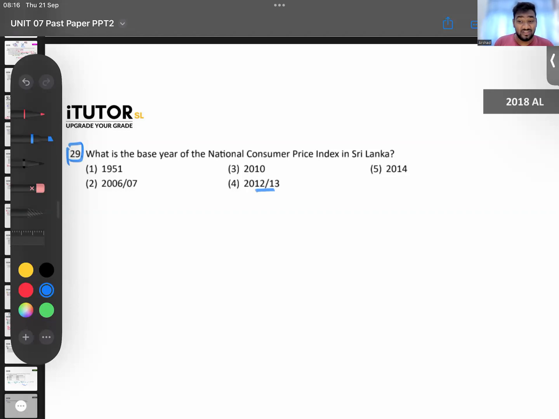I told this to you all in the past track. I told you, very probable question, right? What is the new base year? The new base year, guys, is 2021. It was changed this year, in 2023. This is the new base year for both the National Consumer and Colombo Consumer Price Index.